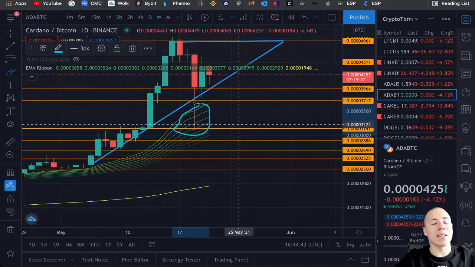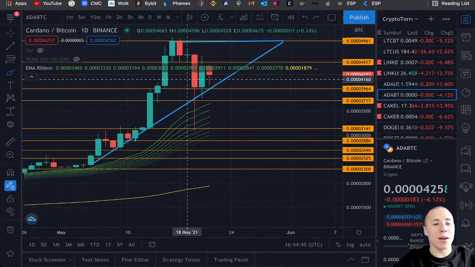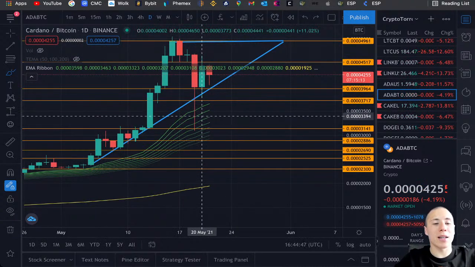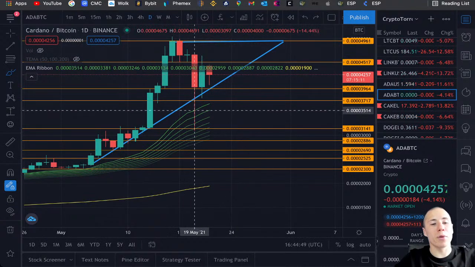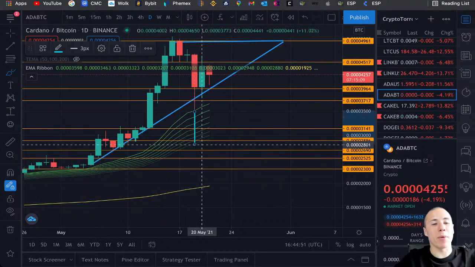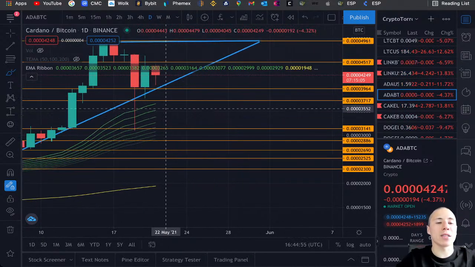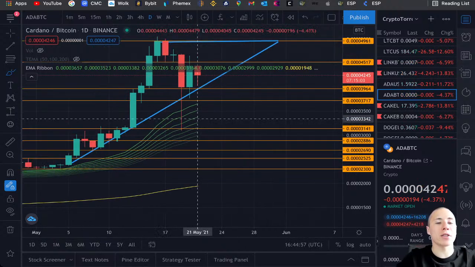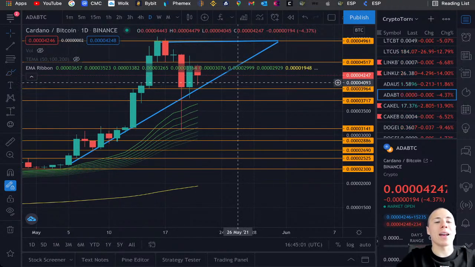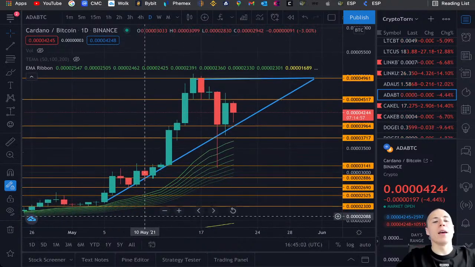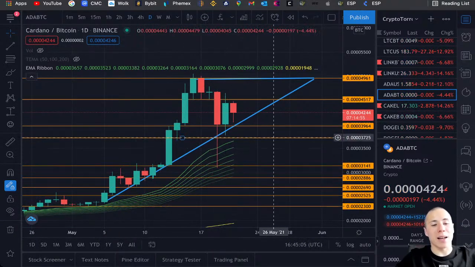Especially if you look at this candle wick, it went all the way down, but it was not able to go all the way through the EMA ribbon, and that is an indicator that we are still seeing that Cardano is finding support on top of the EMA ribbon, and that we are still in a heavy momentum towards the upside, if you ask me, on the Cardano chart.